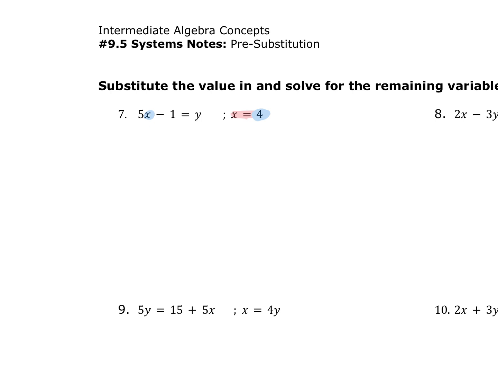So for this one, I'm going to start with my 5. Okay, I want to plug in my 4, so I'm going to use a parenthesis and put my 4 in there. I have -1 equals y. So now we're like the front side, where we have a left side and a right side. I have a 5 outside of my parentheses, so I have to distribute. That's going to turn into a 20. And we have -1 equals y. And then I'm just going to do that 20 minus 1, and I get 19 equals y.